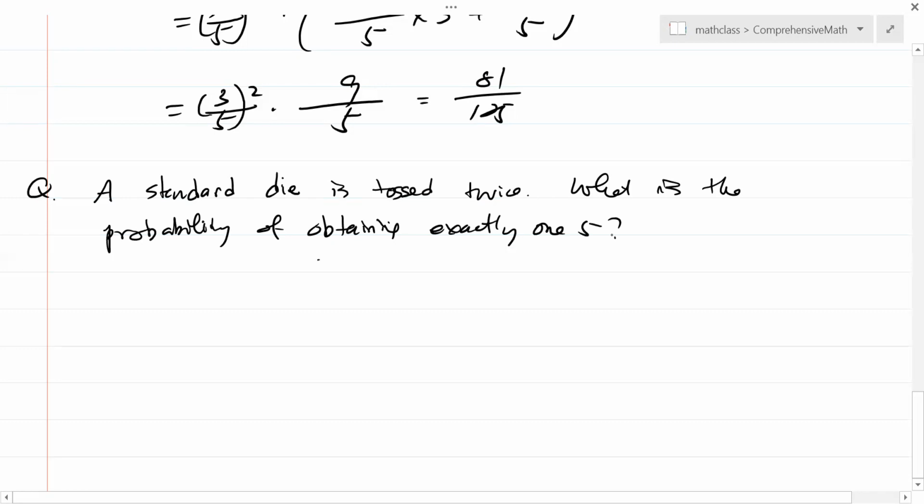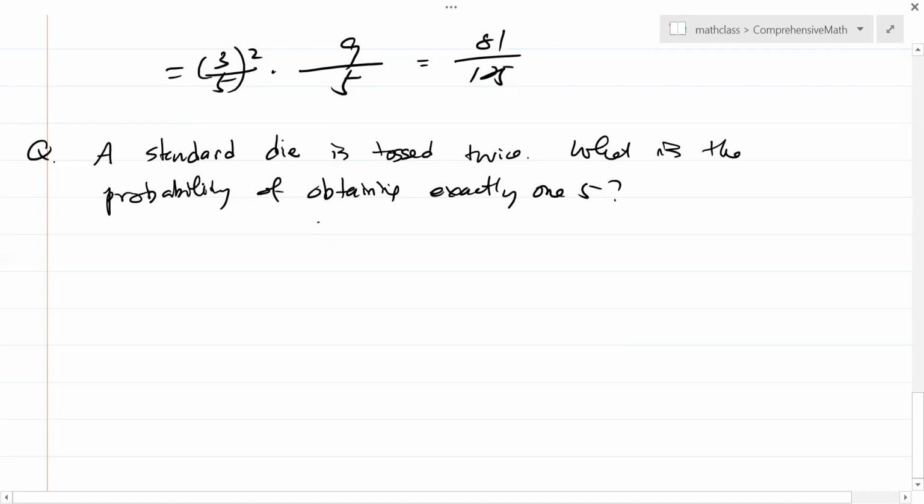So what does that mean? We record the numbers in order, and there are 6 choices each time. So you want to get exactly one 5. For example, you get a 5 the first time, and the second time it is not going to be a 5. Another one is maybe the first time you don't get a 5 and the second time you get a 5. So what is the probability of this outcome?